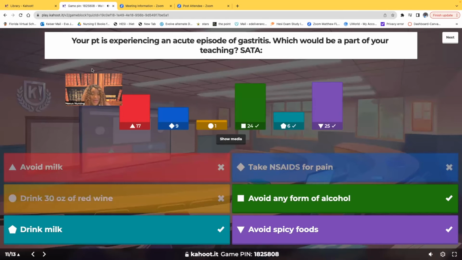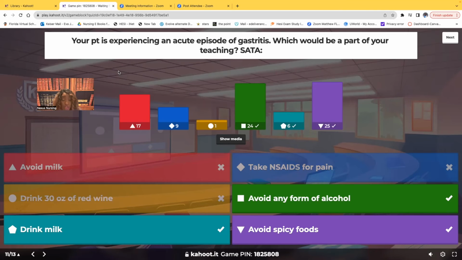Oh, wow. All right. So let's talk about the correct answer. The correct answer is avoid any form of alcohol, drink milk, which not many of you guys chose, we actually do want them to drink milk, and avoid spicy foods. Why? Okay, let's talk about this. So your patient has an acute episode of gastritis. What is gastritis? Gastro, stomach, itis, inflammation of. So it's inflammation of that inner lining of the stomach, right?